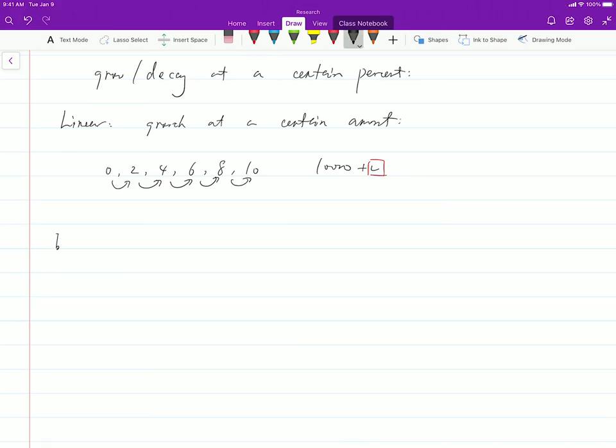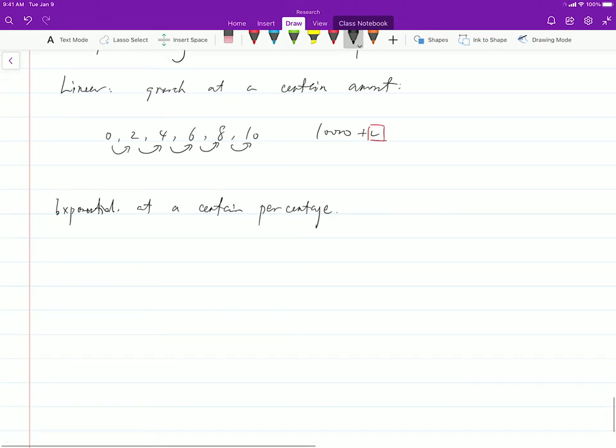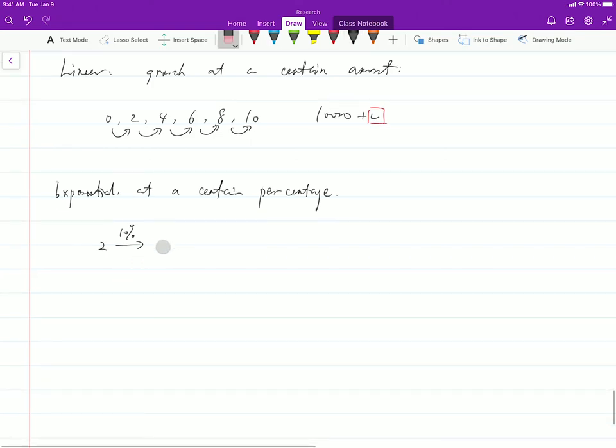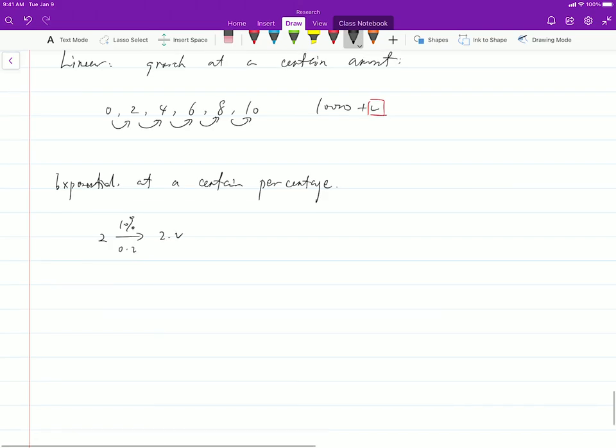Now let's see exponential, which will be quite different. Exponential grows at a certain percentage. That means if you're at 2 and you grow by 10%, that's going to give you 2.2. You grow by 0.2. But if you're at 2,000 and you grow by 10%, that's going to be 200. They give you 2,200. Now compare these two. You are not growing at the same amount. Instead, you're growing at the same proportion compared to what your current values are. That's the major difference of growing at a certain percentage.